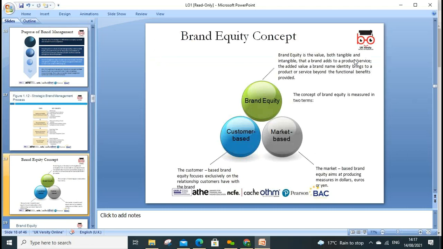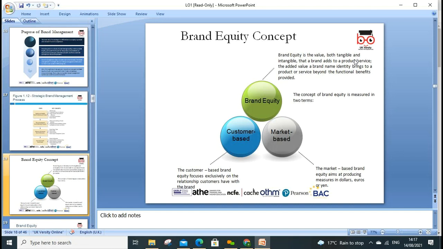Yes, how much the brand itself is worth. Equity means the investment in the shares. The value to the shareholders is increased by the brand, not decreased by the brand. Brand equity concept: brand equity is the value, both tangible and intangible. Brand adds value to the product and service, of course, tangible and intangible, and service is normally intangible.